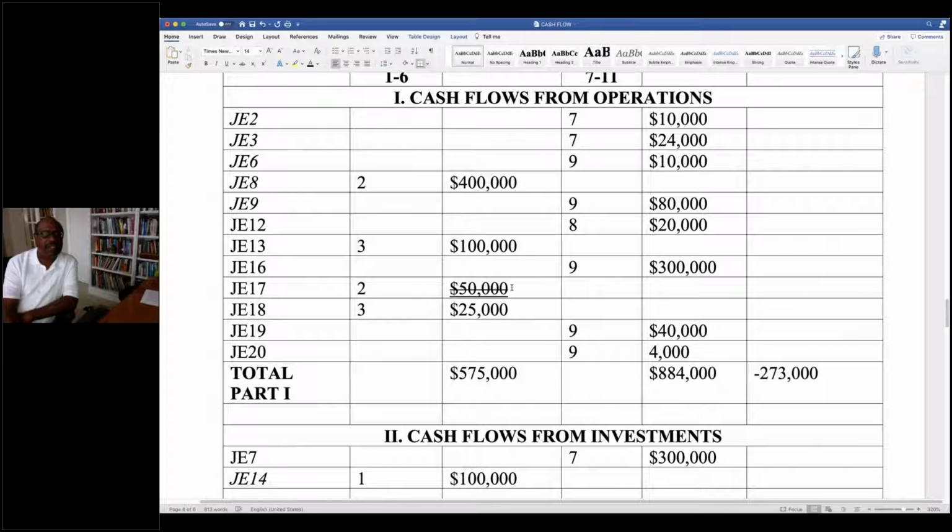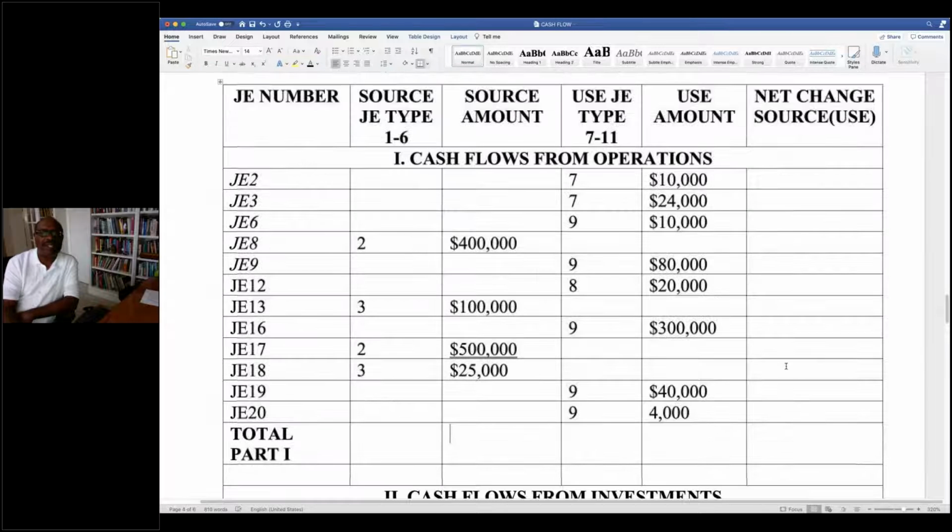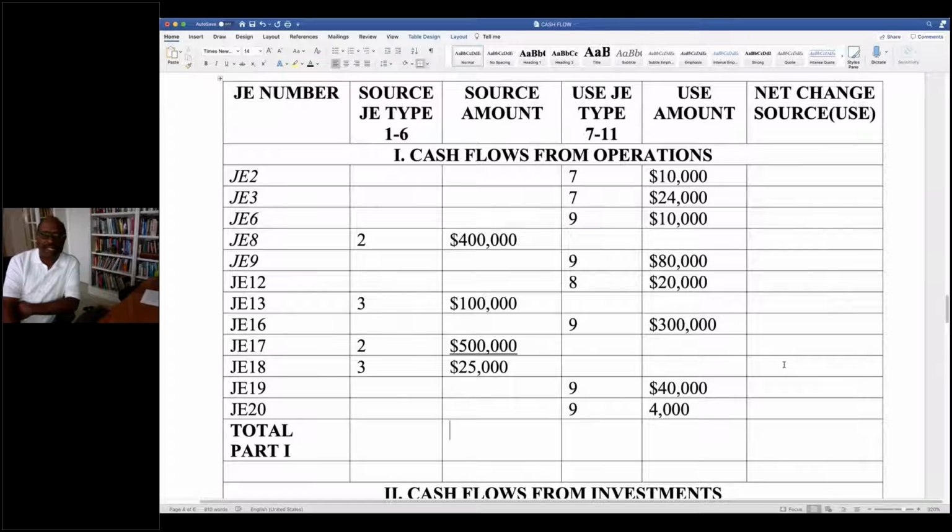So instead of having 50,000, let's try this. Need another zero in. So what do your totals look like now? Pull it up. Let me see. Let's change it. Give me 2 minutes. Go from a 2 to a 3.